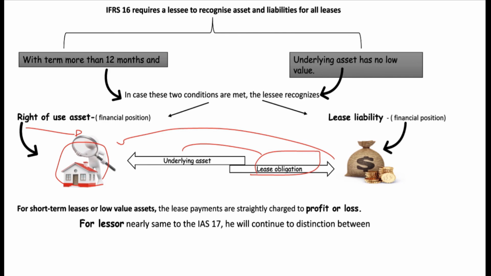For the lessor, it is nearly the same. For lessor accounting, it is nearly the same as IAS 17. The lessor will continue to distinguish between finance lease and operating lease. Under lessor accounting, there is no significant change. The lessor will continue to distinguish between the finance lease and operating lease.